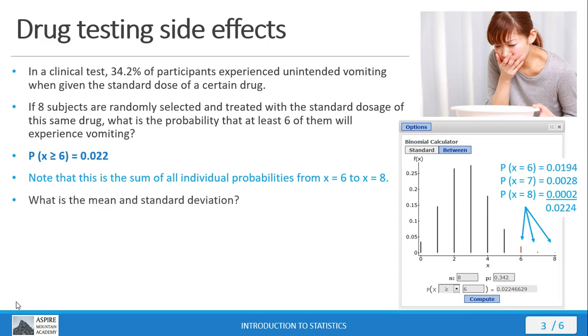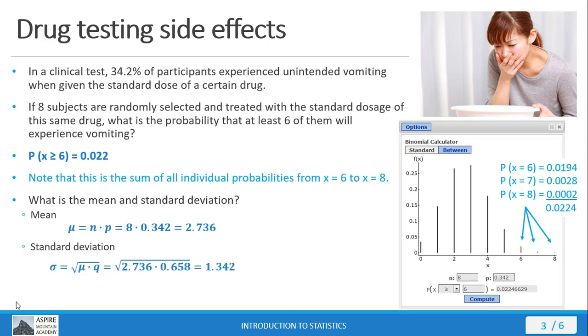Now, what is the mean and the standard deviation? Well, we just reviewed that a moment ago. To calculate the mean, we just take the number of trials and multiply by the probability of success. So the mean for this binomial distribution is 2.736. Standard deviation, likewise, is an easy calculation. We just apply the formula and we get 1.342.